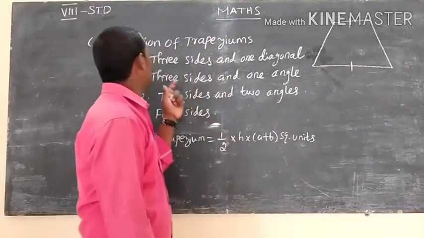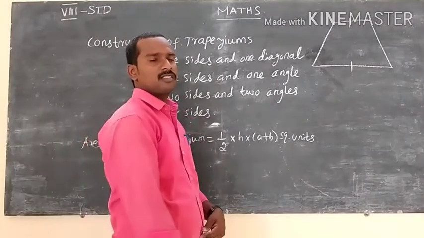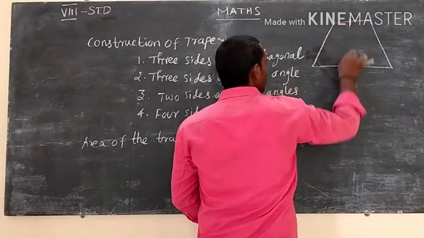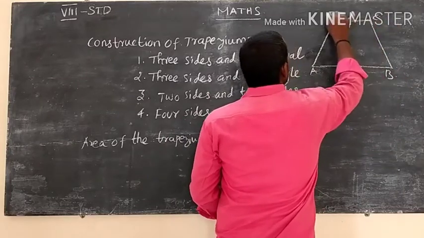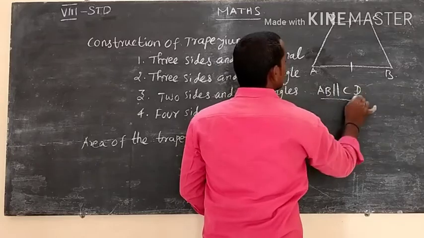The definition of a trapezium is a quadrilateral in which a pair of opposite sides are parallel. These two sides are parallel. Suppose consider this is A, B, C, D, which means AB is parallel to CD.